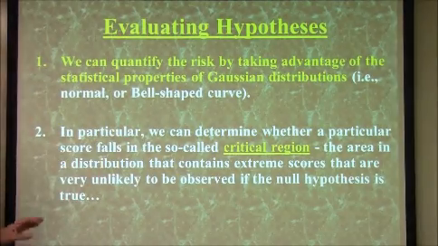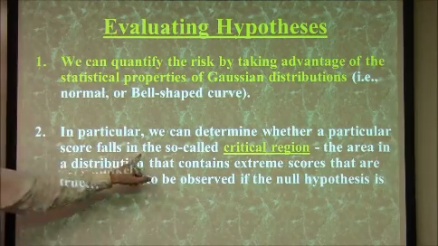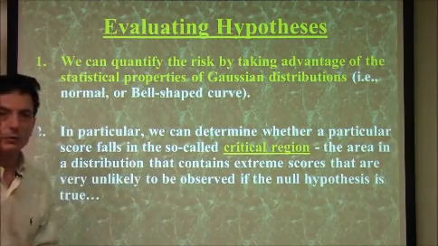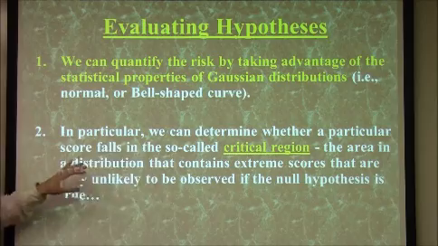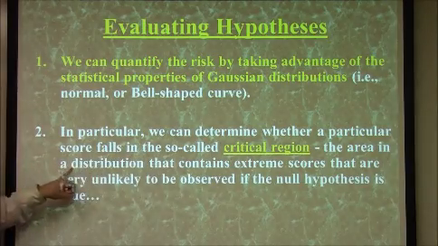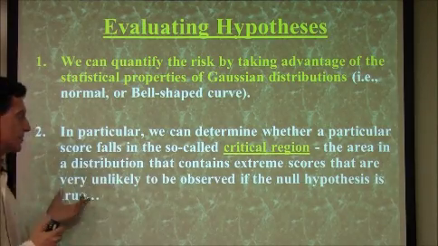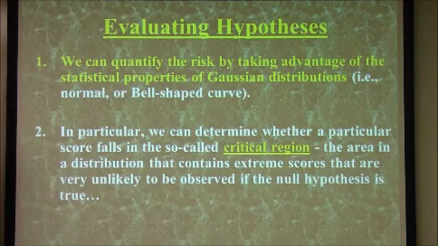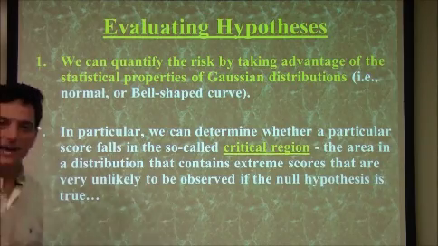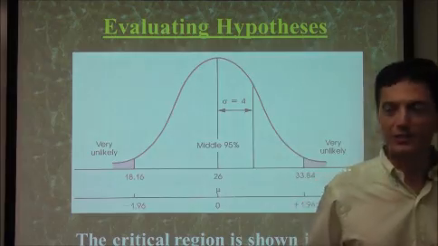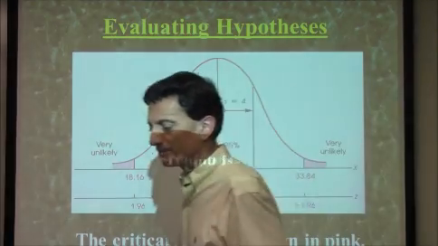In particular, we can determine whether a particular score falls in the so-called critical region. We can define the critical region as the area in a distribution that contains extreme scores that are very unlikely to be observed if the null hypothesis were true. That sounds like a mouthful. Why don't we see if we can get a picture going and see if we can understand it.